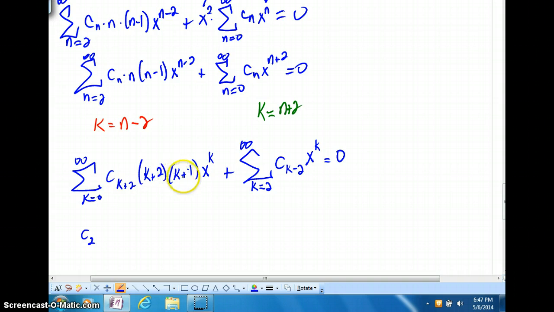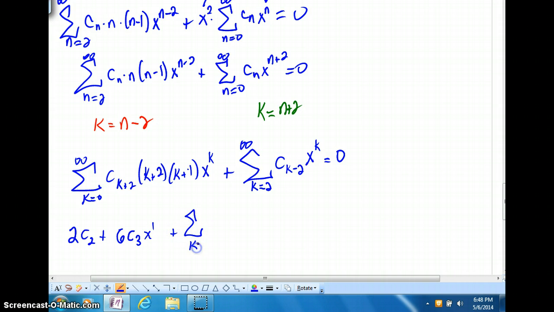2 is going to get multiplied to 0 plus 1, which is just a 1, so I'll just have a 2 there. And then the coefficient of x, that's x to the 0. How about I let k equal 1? Look at these parentheses. 1 plus 2 is 3. 1 plus 1 is 2. 3 times 2 is 6. So that's 6 c sub 3. But this would be x to the 1.